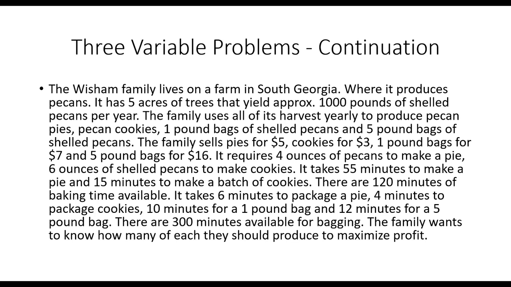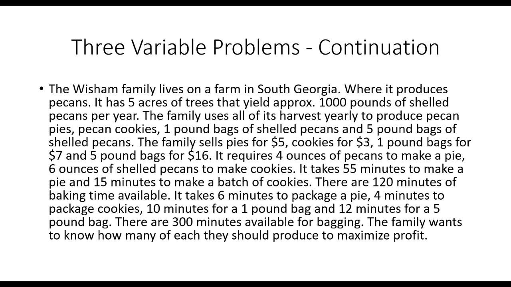It requires 4 ounces of pecans to make a pie, 6 ounces of shelled pecans to make cookies. It takes 55 minutes to make a pie and 15 minutes to make a batch of cookies. There are 120 minutes of baking time available. So we see already that we do not have two decision variables in one of our constraints because they do not have to be baked. It takes 6 minutes to package a pie, 4 minutes to package cookies, 10 minutes for a 1-pound bag, and 12 minutes for a 5-pound bag. There are 300 available minutes for bagging. The family wants to know how many of each they should produce to maximize profit.